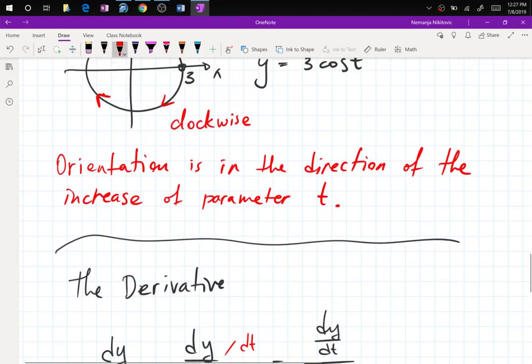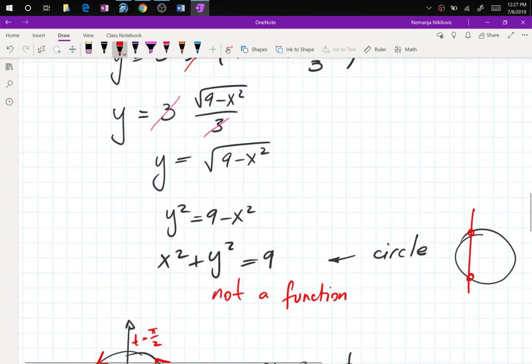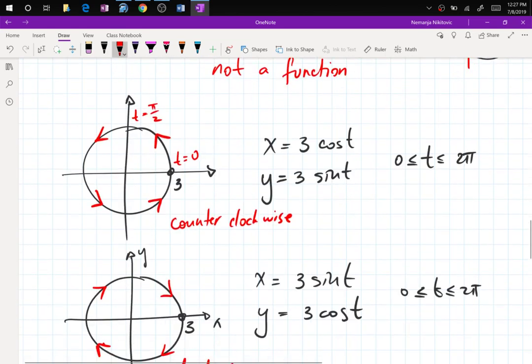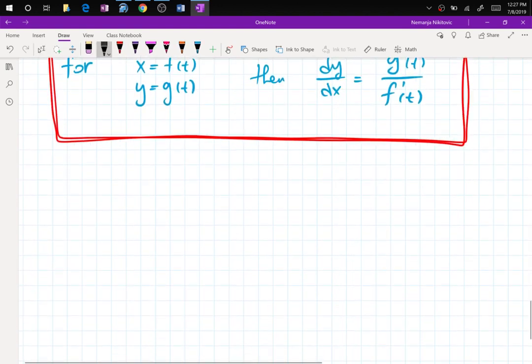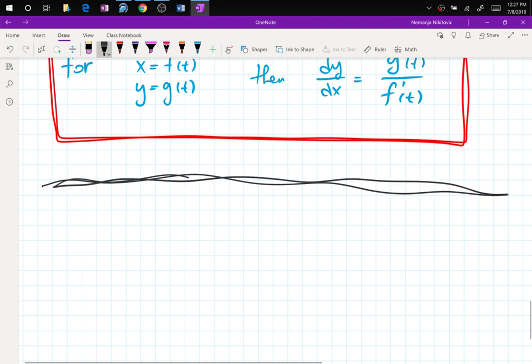I think now we're done with parametric equations. So we talked about graphing, we talked about orientation, we talked about the derivative. Yep, we're done with this stuff. All right, so let's talk about polar coordinates.